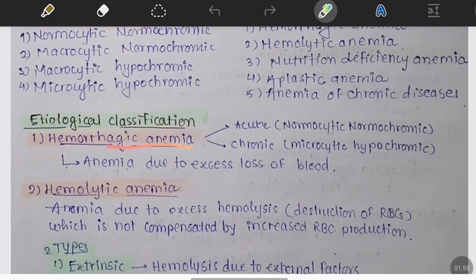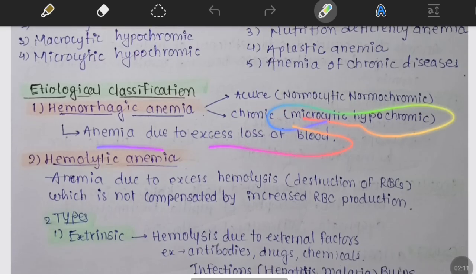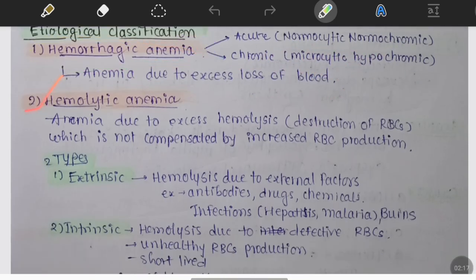First is hemorrhagic anemia, which may be acute or chronic. Acute may be normocytic normochromic, but chronic may be microcytic hypochromic. It is anemia due to excess loss of blood, which is the reason behind hemorrhagic anemia. The second one is hemolytic anemia. It is anemia due to excess hemolysis, meaning destruction of RBCs. Here there is excess destruction of RBCs, which is not compensated by increased RBC production.